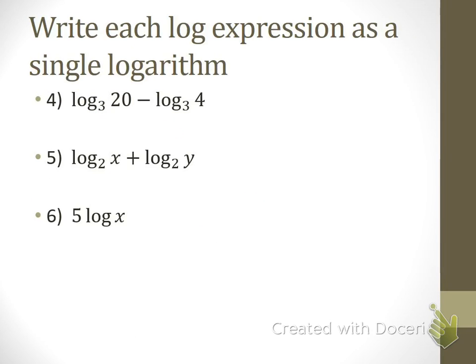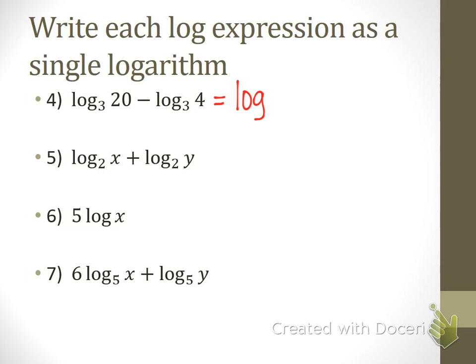So on these ones, we are going to use the properties so that we can express this with a single log. So notice on number 4, we've got 2 logs. They have the same base. That's important. We cannot use these properties unless it has the same base. Which property do you think we're going to use here? Quotient. We can rewrite a subtraction problem as a single log using the quotient property.